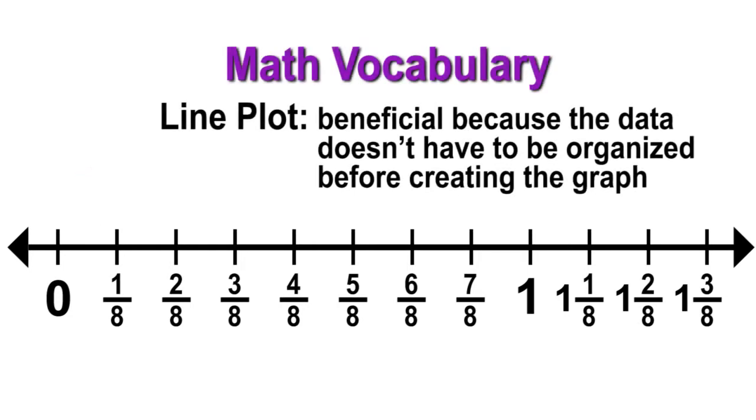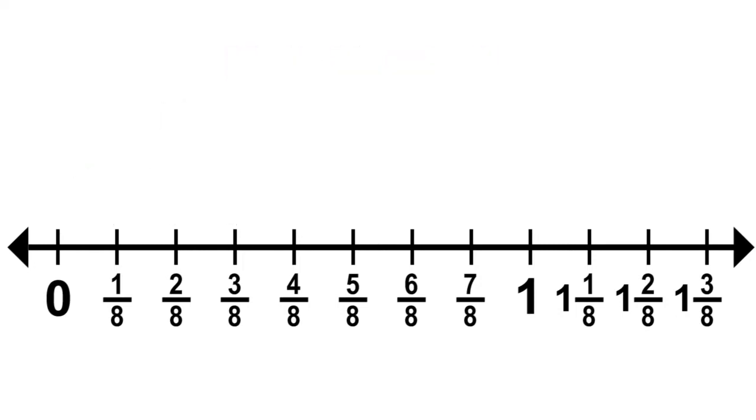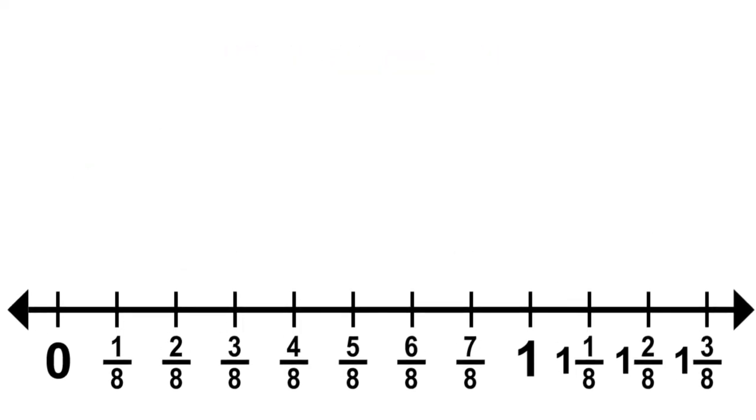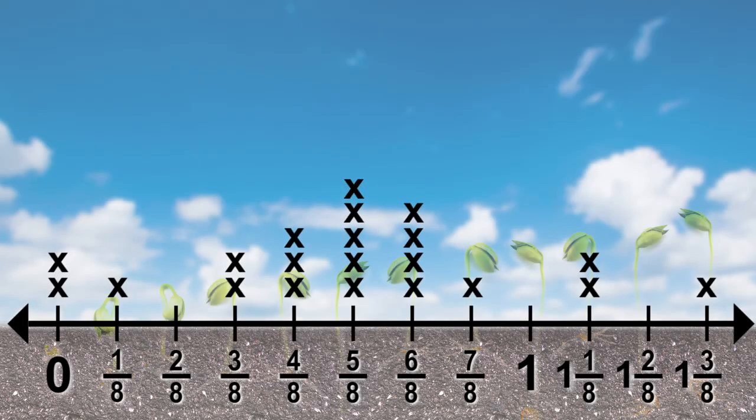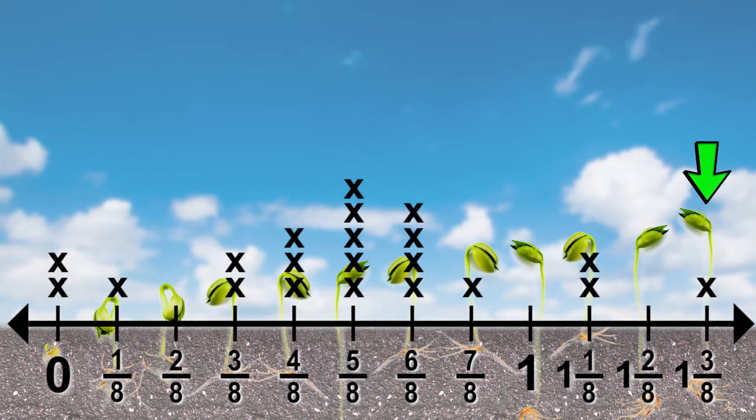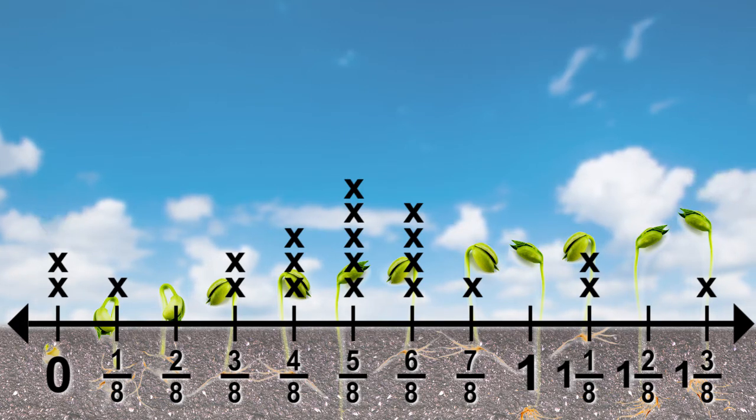A line plot is beneficial because the data doesn't have to be organized before creating the graph. Remember to line up and evenly space the data as it is recorded on the line plot. Let's examine the first set of data. This line plot represents the measurements of bean sprouts to the nearest eighth of an inch. The tallest is 1 3/8 inch, and the smallest is 0 inches, which means that two plants have not started to grow yet. Let's answer a few questions using this line plot.